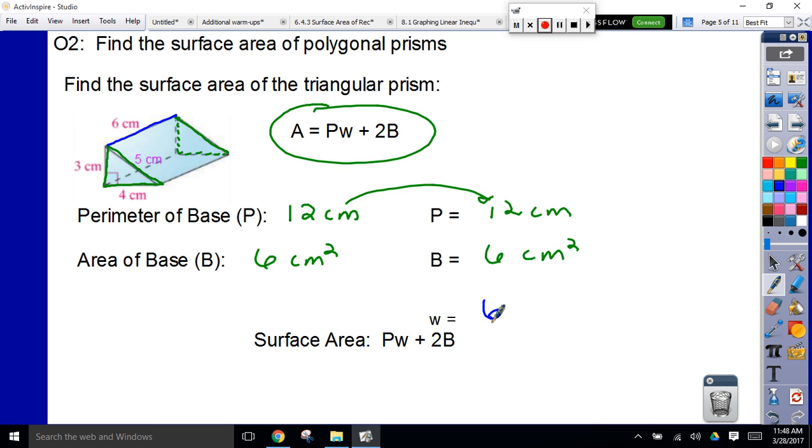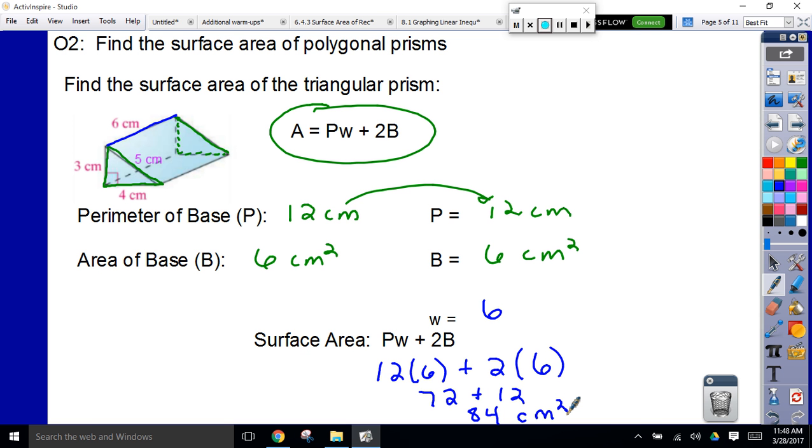So we take the perimeter times W, which is 12, times 6, plus 2 times our base, which is 6. 12 times 6 is 72. 2 times 6 is 12. So when we add them together, we get 84. So the surface area is 84 square centimeters.